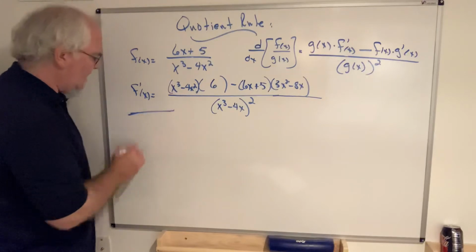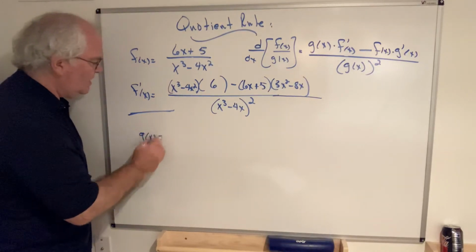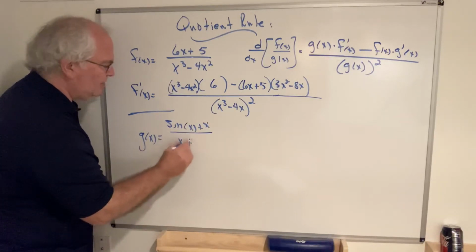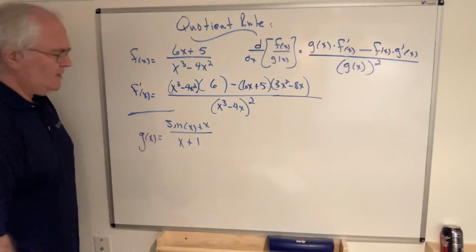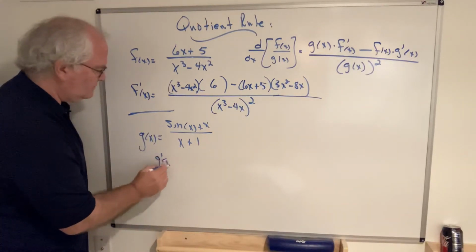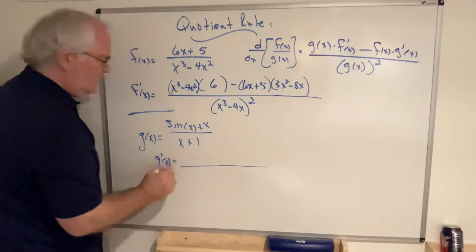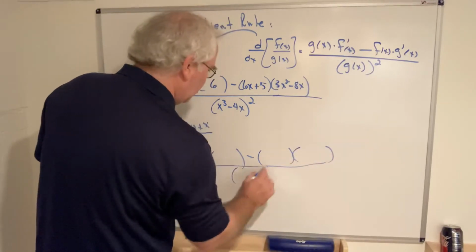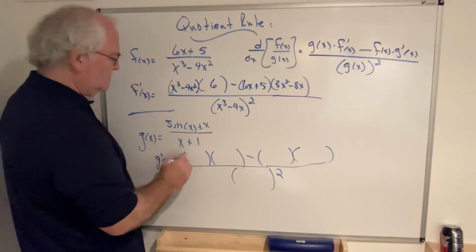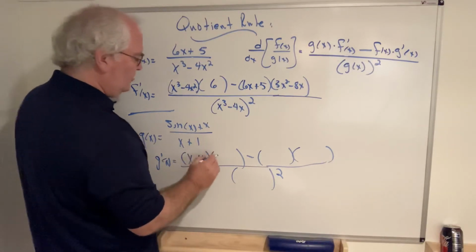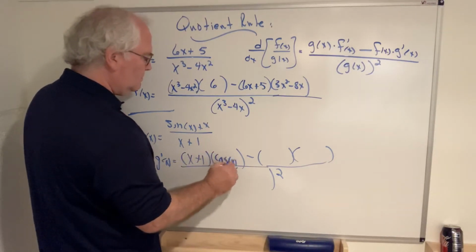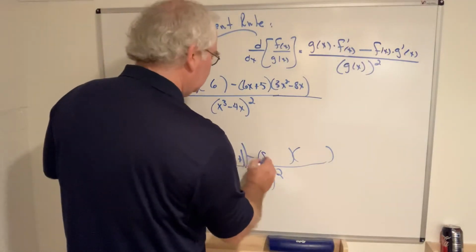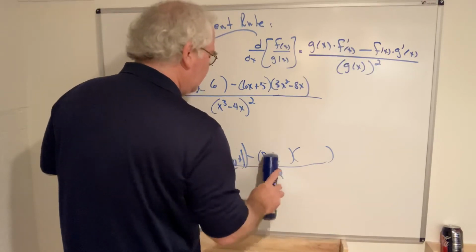Let's just do another little random example here. Suppose g of x is sine of x plus x all over x plus 1. There we go. So I want to find the derivative of that. So that's bump, bump, bump, bump, minus bump, bump, bump, bump, all over denominator squared. So that's denominator times derivative of the numerator minus numerator, and I can't even read that.